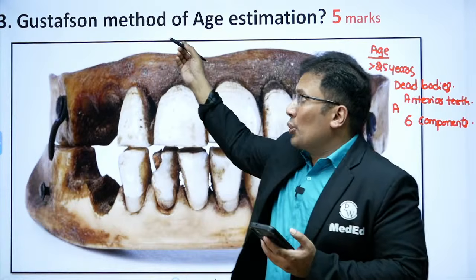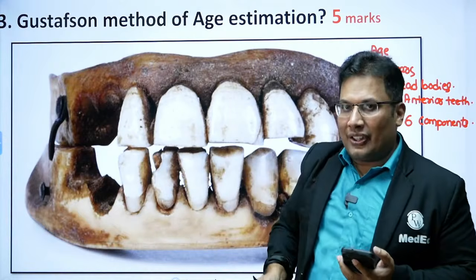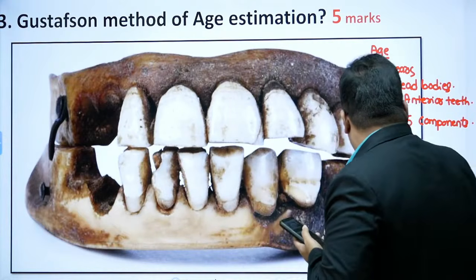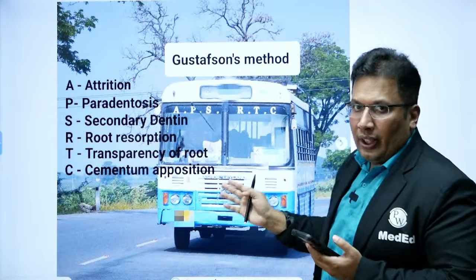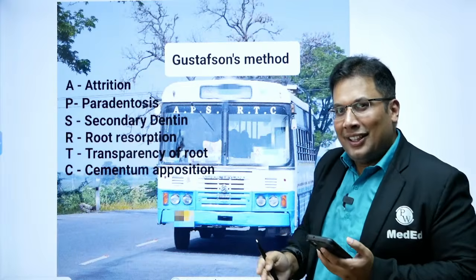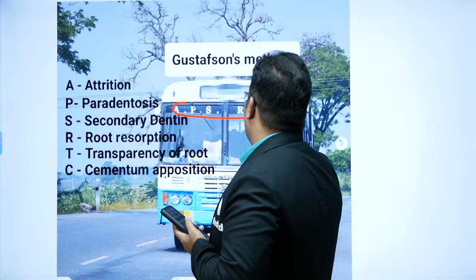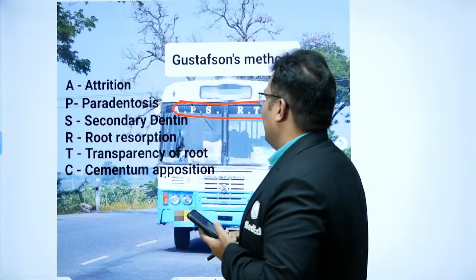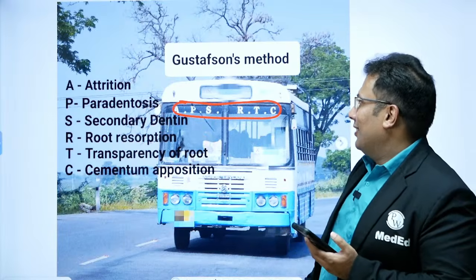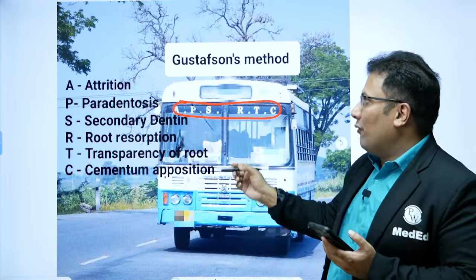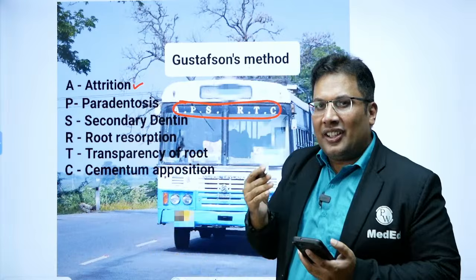So the Gustafson method is a method of age estimation by using 6 components. So what are the 6 components? The very old mnemonic, since many years, since decades: APSRTC. AP means Andhra Pradesh, right? So Gustafson method: A for attrition. Attrition means wear and tear.